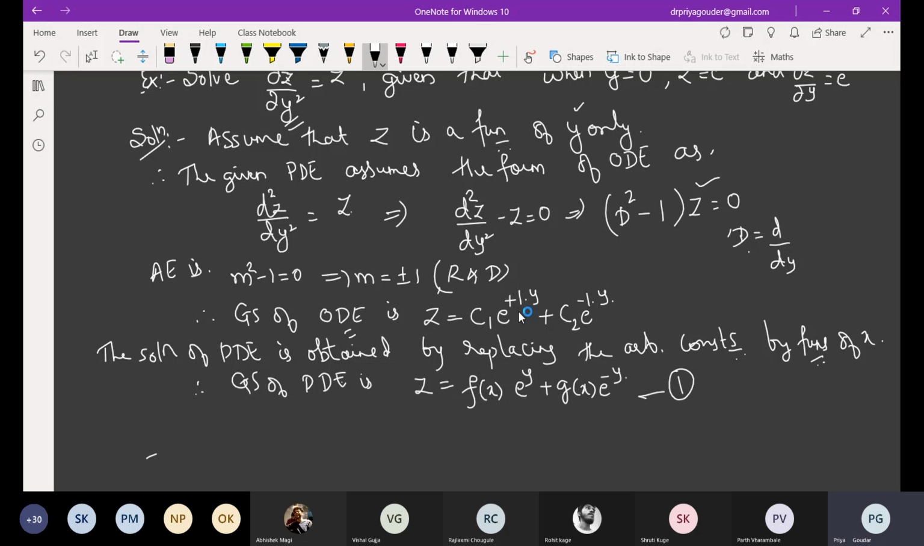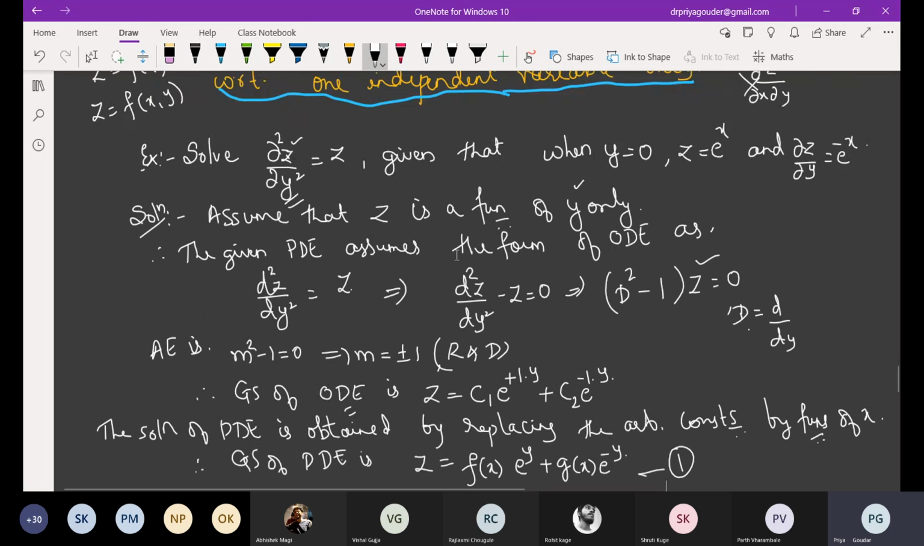Take this as equation 1. This will be the end of the problem if they have not given a condition. But they have given a condition here. Try to understand. Tell me which is a common condition for both. Read out, you will come to know. When x equals 0, z is e raised to x and dou z by dou y is e raised to minus x. So which is common for both? Which condition is appearing for both?